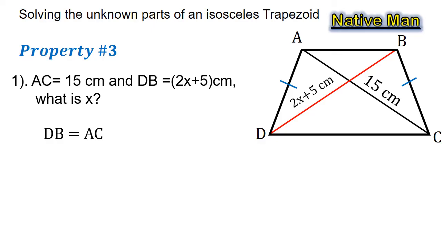So, substitute lang po natin. So, DB is equal to 2x plus 5 is equal to yung AC po is 15 cm. So, mamaya muna po natin ilagay yung unit. So, 2x plus 5 is equal to 15. So, lipat lang po natin yung 5 to the right side of the equation. So, 2x is equal to 15 minus 5. So, 2x is equal to 10.